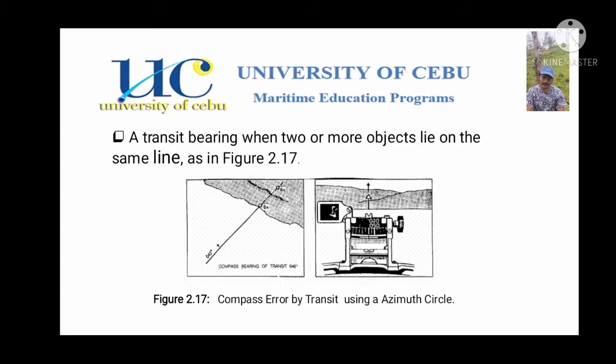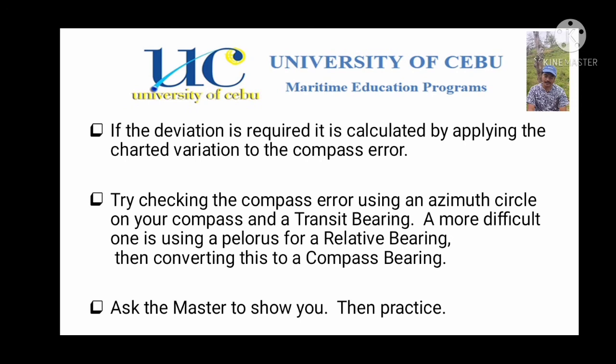A transit bearing is when two or more objects lie on the same line. If the deviation is required, it is calculated by applying the charted variation to the compass error.